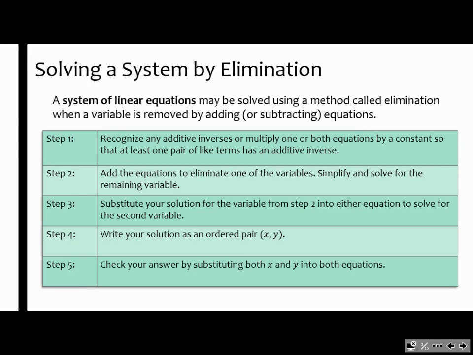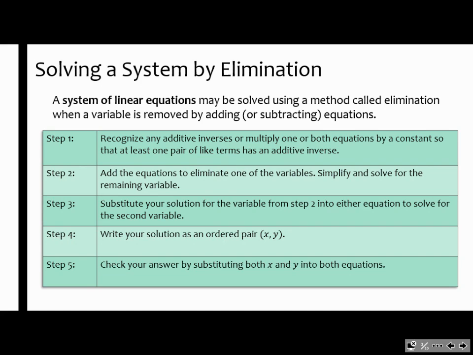As in our previous notes, I gave you a step list to follow if you get stuck, so let's read through the steps. A system of linear equations may be solved using a method called elimination when a variable is removed by adding or even subtracting equations. Step 1, recognize any additive inverses or multiply one or both equations by a constant so at least one pair of like terms has an additive inverse.